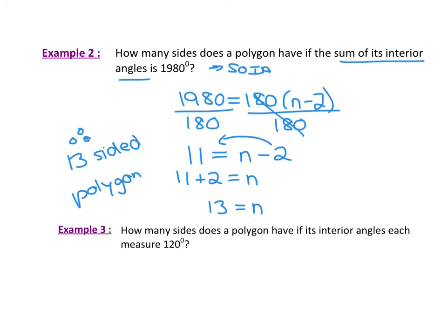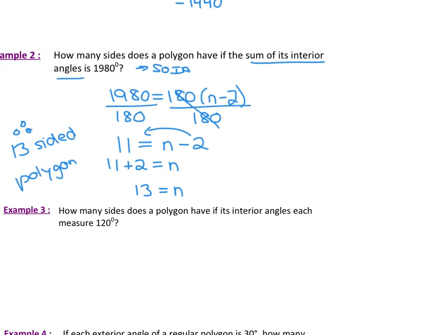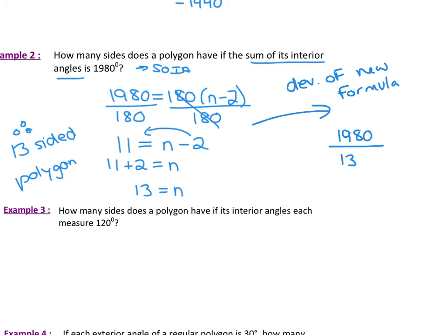So I just want to do a side note, because this is going to lead me into my next question, kind of development of a formula. New formula, okay? So one of the things you could do in this situation is that if you knew what the sum of the interior angles was, and then you knew how many sides there was, you could find out how many degrees each angle is in that.